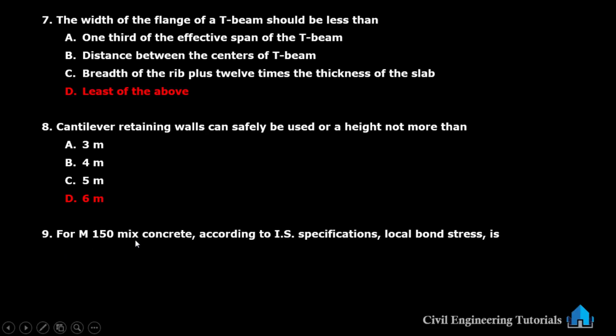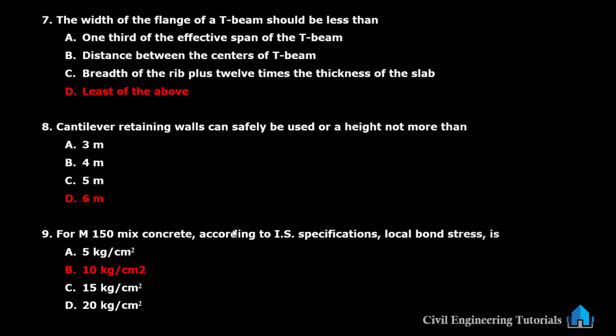For M150 mix concrete, according to IS specifications, local bond stress is option A 5 kg per centimeter square, option B 10 kg per centimeter square, option C 15 kg per centimeter square, and option D 20 kg per centimeter square. So the answer is option B 10 kg per centimeter square.